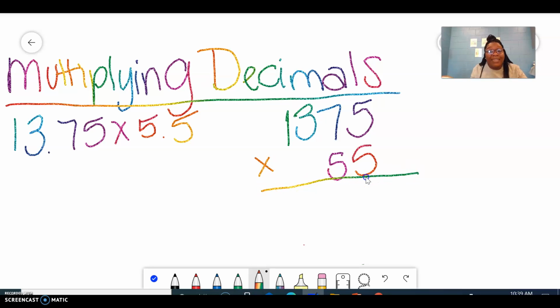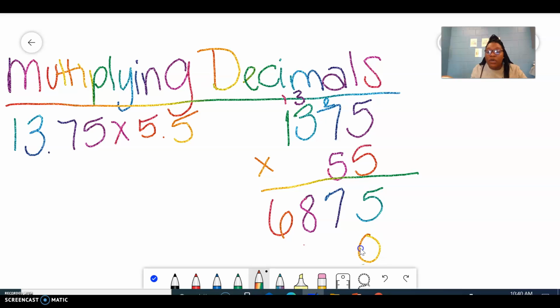And we're going to multiply like normal. 5 times 5 is 25. Carry my 2. 5 times 7 is 35. Plus 2 is 37. Carry my 3. 5 times 3 is 15. Plus 3 is 18. Carry my 1. 5 times 1 is 5. Plus 1 is 6. We want to remember we're not done.